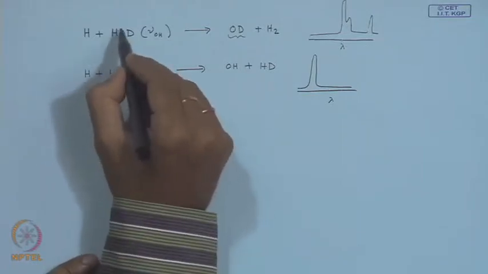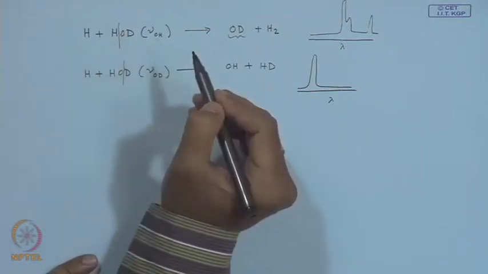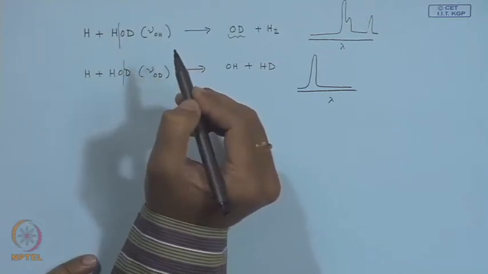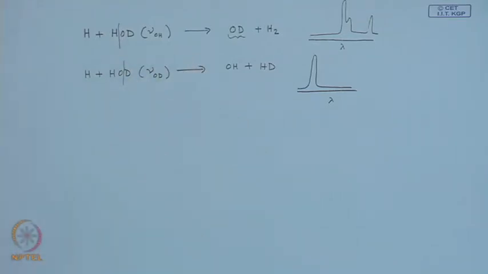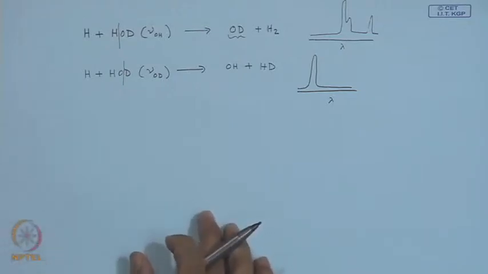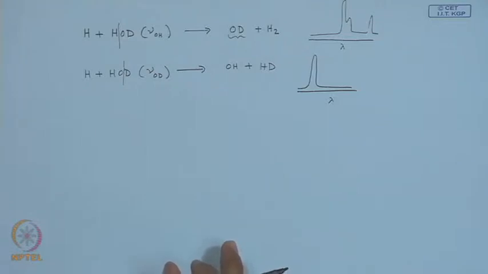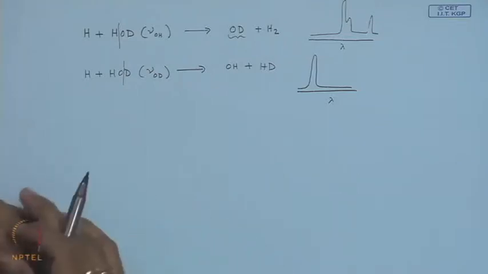Here you selectively excite this. And of course, with the help of a specific frequency, maybe an IR frequency, I mean an IR laser, you can do that. You can do this mode selective reaction. So, selectively break the vibrationally excited bond.